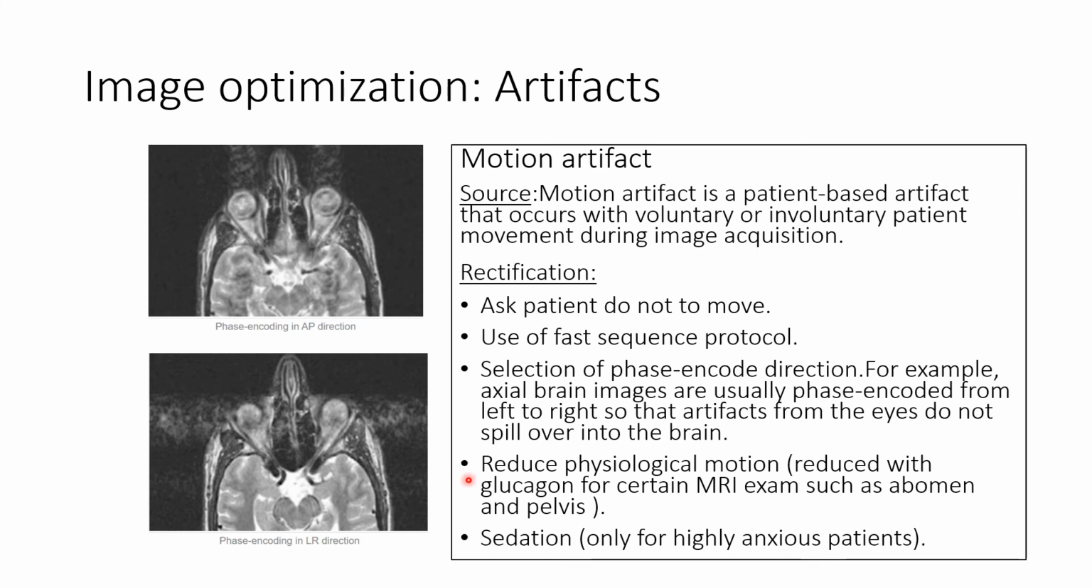We also reduce the physiological motions with glucagon for certain MRI exams such as abdomen and pelvis. This glucagon has to be requested by the doctor. And lastly is sedation. Sedation is the last choice, and we do not do it routinely, only for the highly anxious patient. So this also must be discussed with the referring doctor and radiologist.